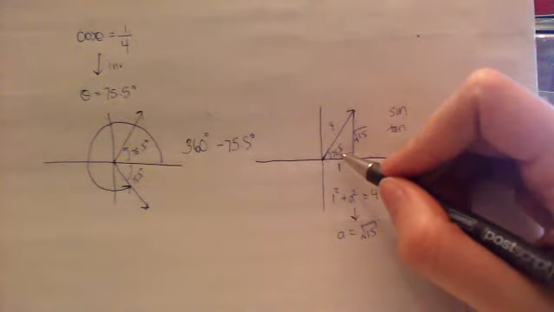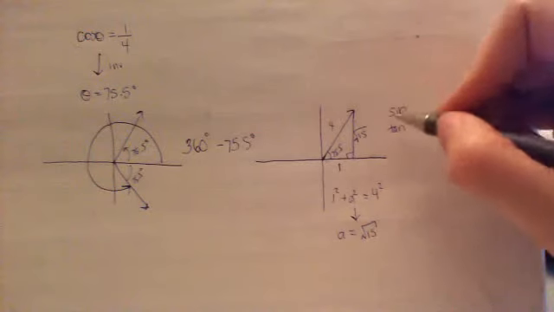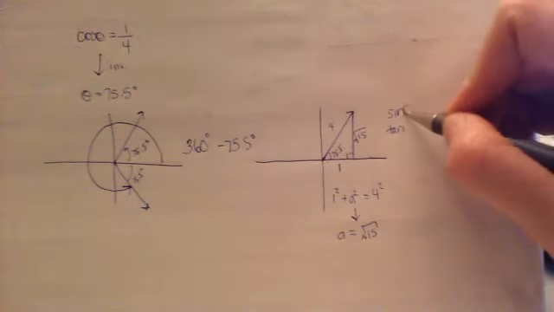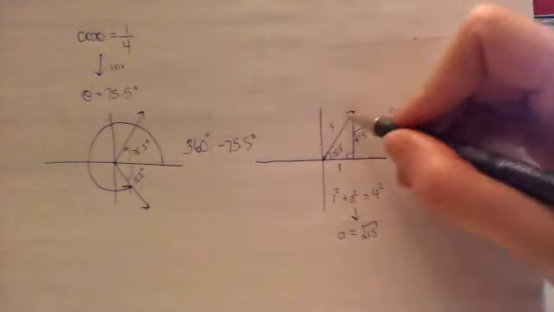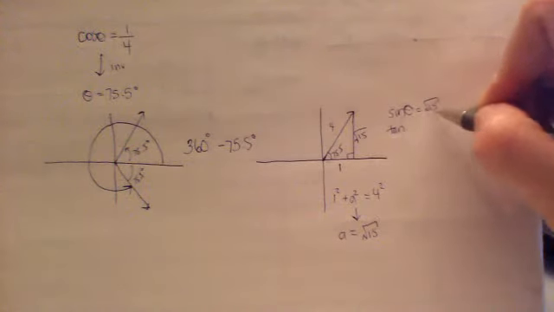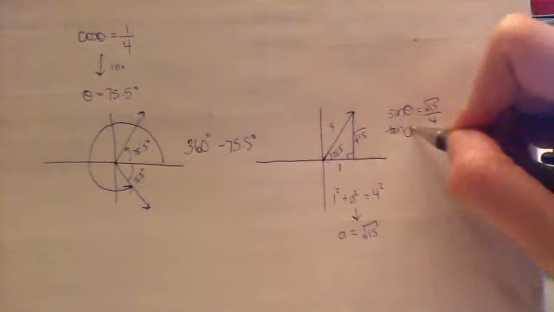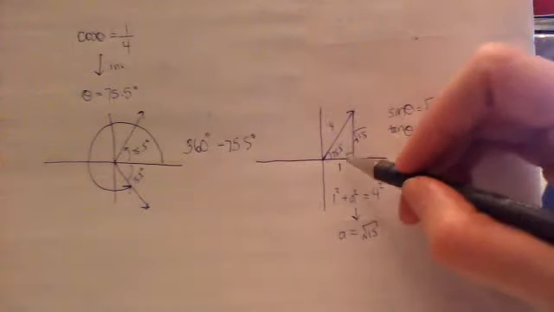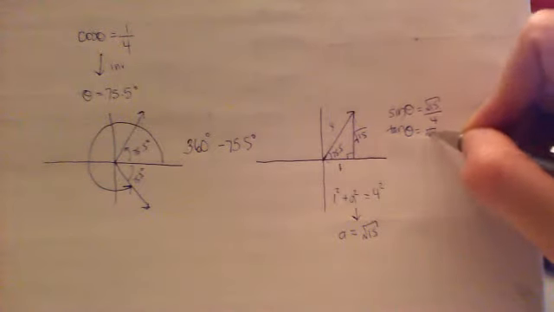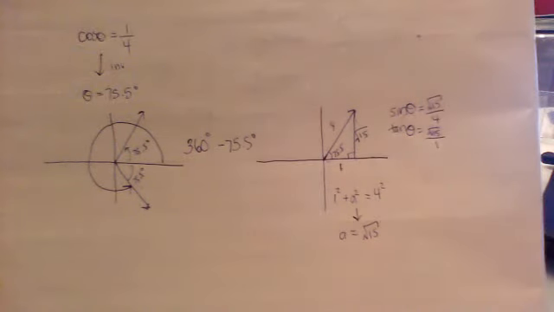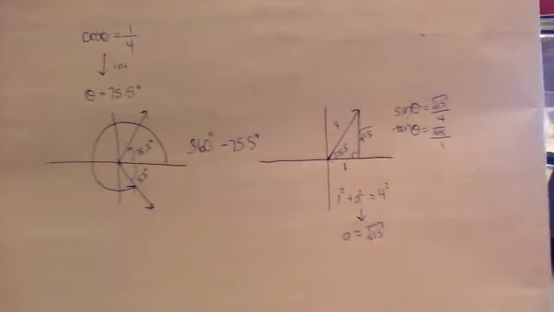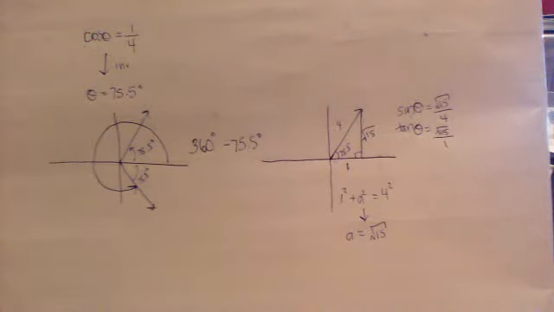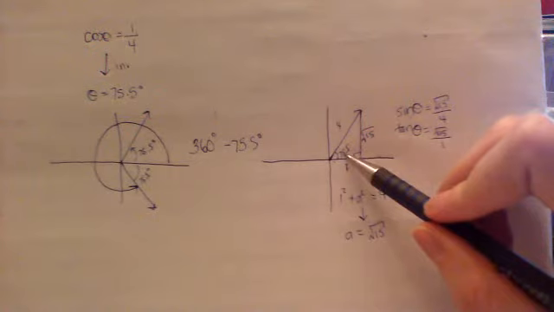Since theta is 75.5, we know that sine of theta, which is 75.5, is opposite over hypotenuse, or root 15 over 4. Tan theta is going to equal opposite over adjacent. So we can say that that's going to equal root 15 over 1, or quite simply root 15. We don't need to put any ratio over 1. So since we have those two ratios, we know what the measure of that angle is, 75.5 degrees.